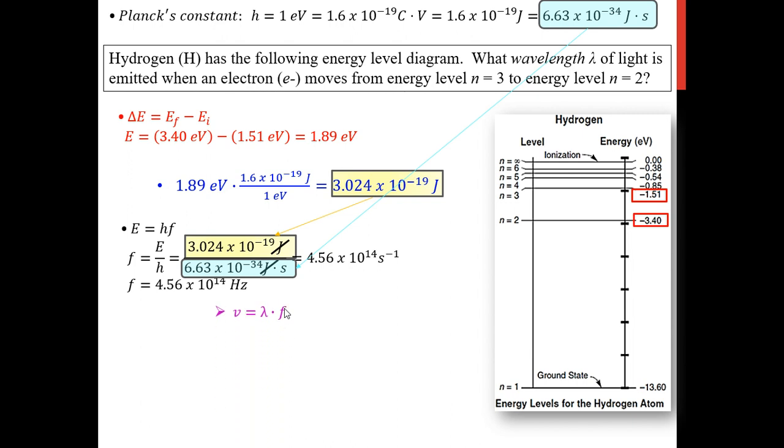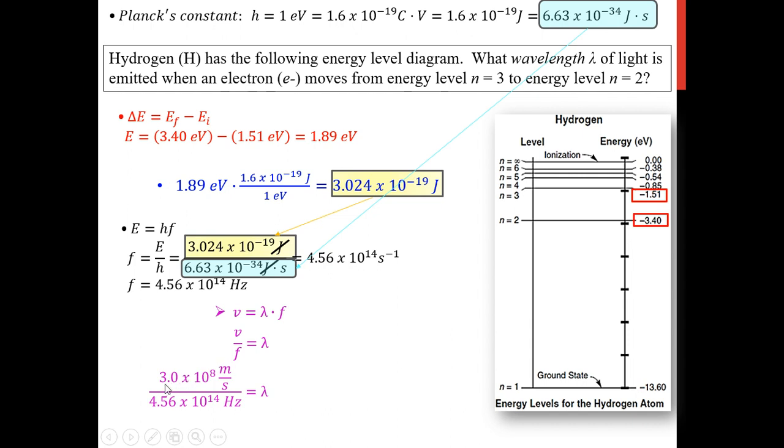Now that we have frequency, we can find wavelength by applying the wave speed equation. The wave speed is equal to lambda times frequency. To find lambda, let's divide both sides by frequency. Here, we know what the wave speed is for this particular situation. The wave speed would simply be the speed of light in a vacuum. So v is really your c constant, which is 3.0 times 10 to the 8th meters per second. We just found frequency, so let's plug those two values in.